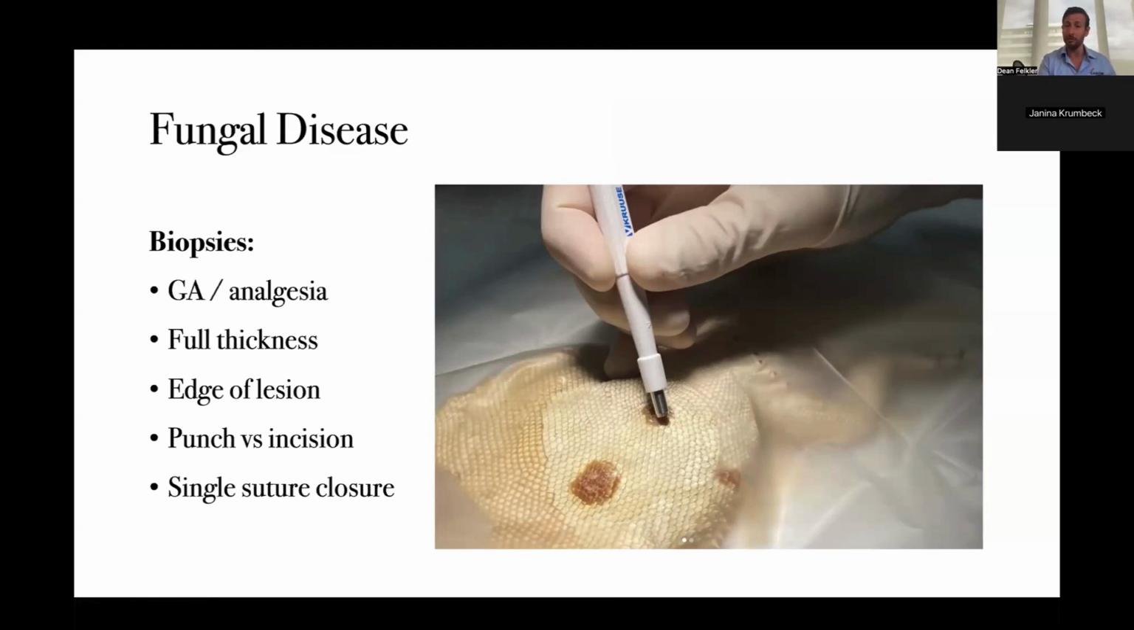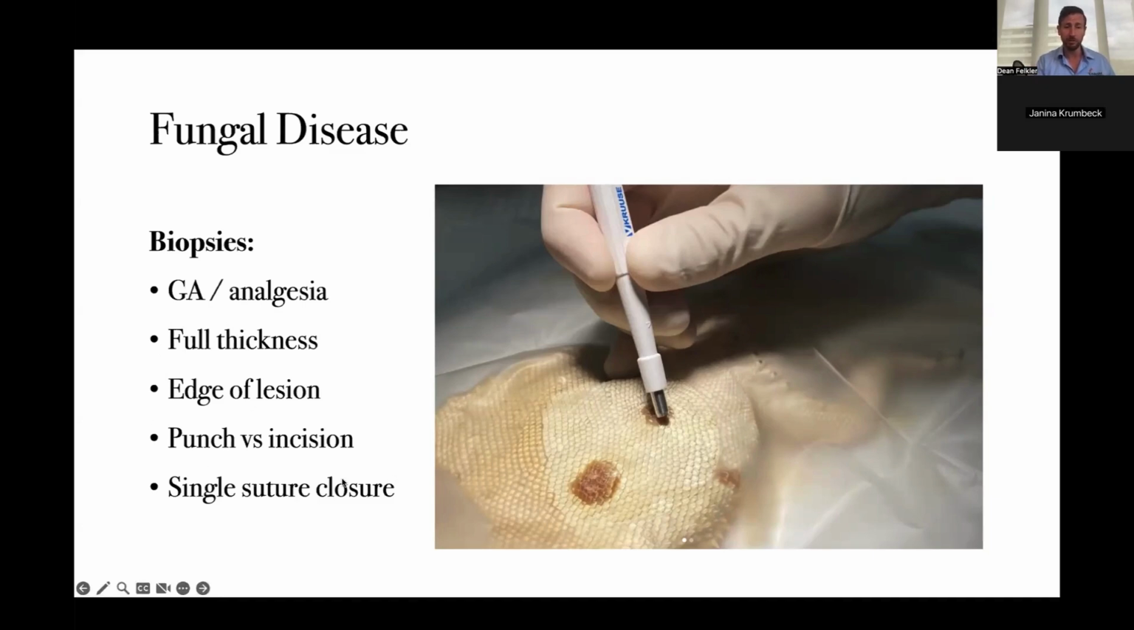So maybe start with some superficial swabs first. And if you've still not got the answer that you needed, then maybe a biopsy will be the next step. But I'll do these under complete anesthetic. Don't forget analgesia. Do a full thickness biopsy. Make sure you get the edge of the lesion, so between the actual lesion and the healthy tissue, just because that's where the pathogen tends to be a bit more visible.